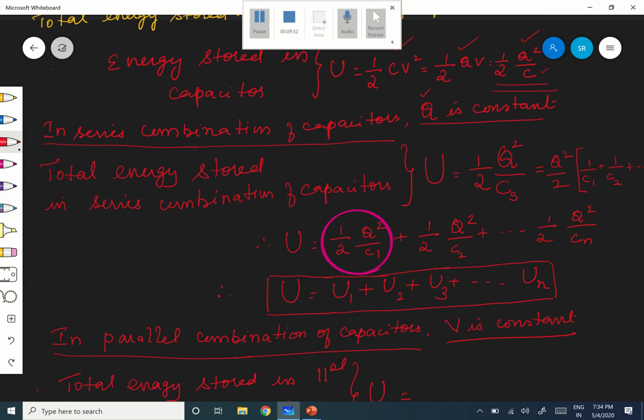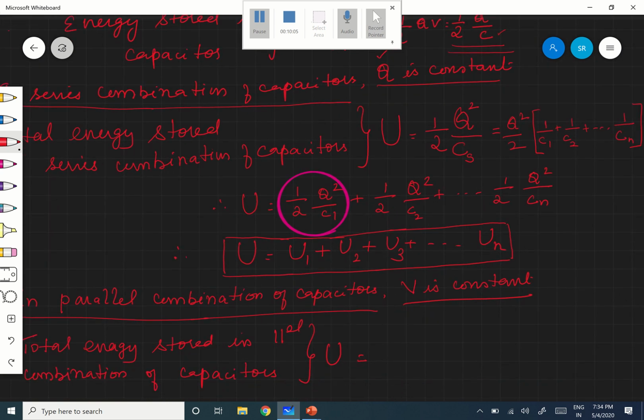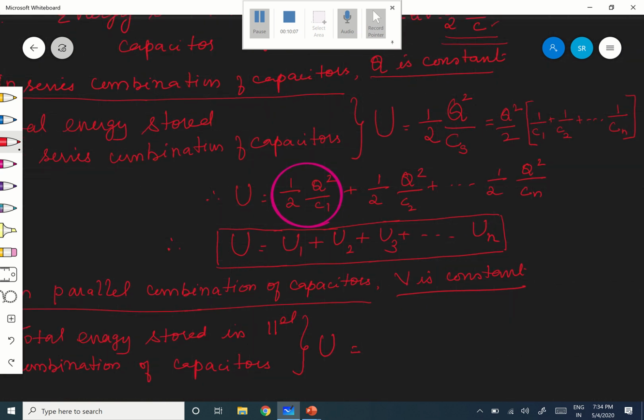in parallel combination, the charge stored in different capacitors is different. But which is constant here? V is constant. Therefore, you have to take only the half CV squared formula. Is it clear? You should know which one to take. So half CV squared. What is C here? CP, because they are in parallel. Half CP V squared.